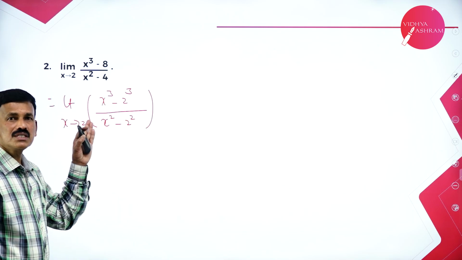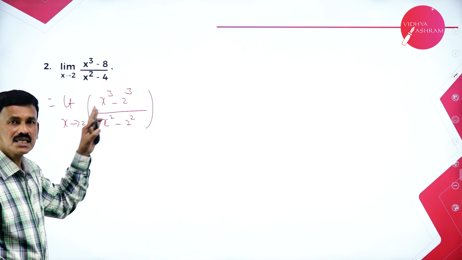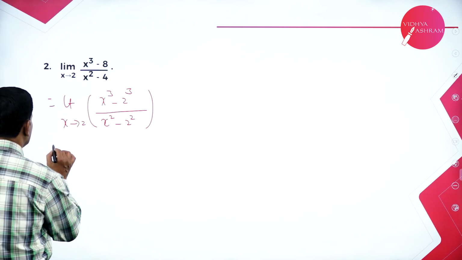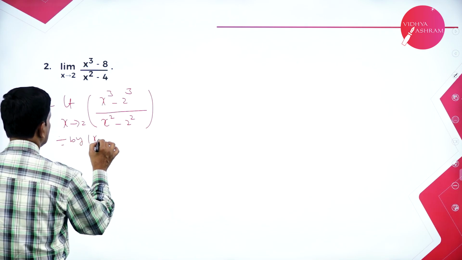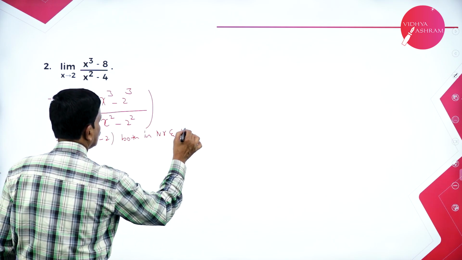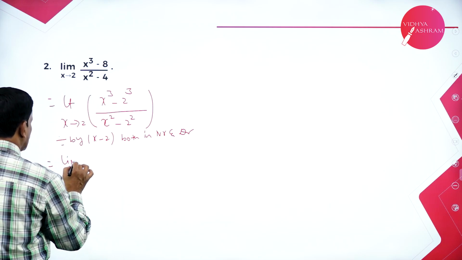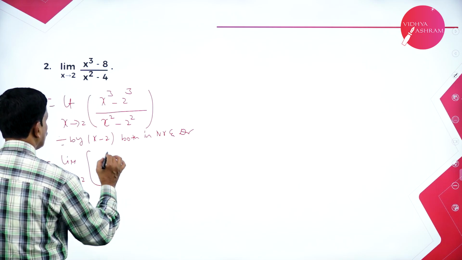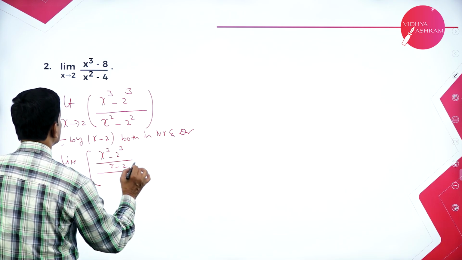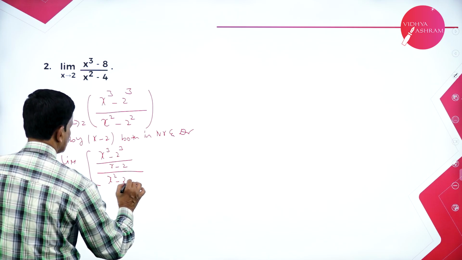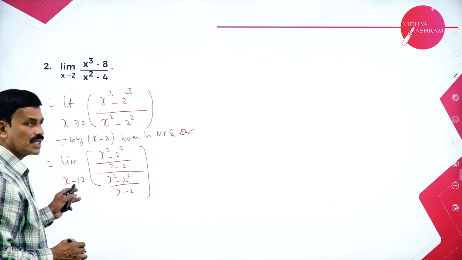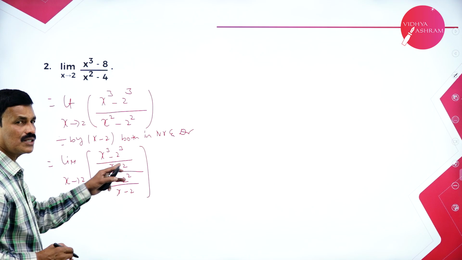Now, if you observe carefully, this is of the form x raised to n minus a raised to n divided by again x raised to n minus a raised to n. Convert this into the standard form. For this, divide by x minus 2 both in numerator and denominator. So, what you will get? Apply the limit. Limit x tends to 2 of the numerator is x cube minus 2 cube divided by x minus 2. In the denominator, x square minus 2 square divided by x minus 2. So, if you observe, this is of the form limit x tends to a of x raised to n minus a raised to n by x minus a.